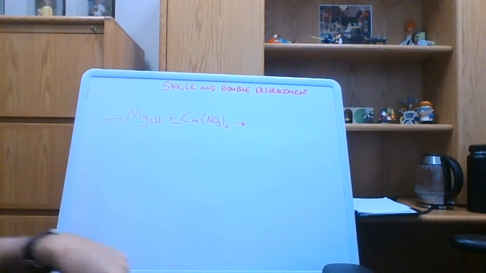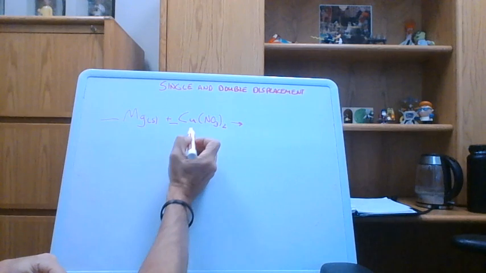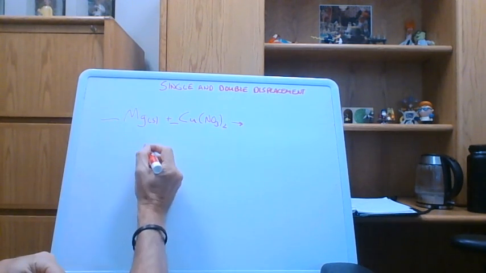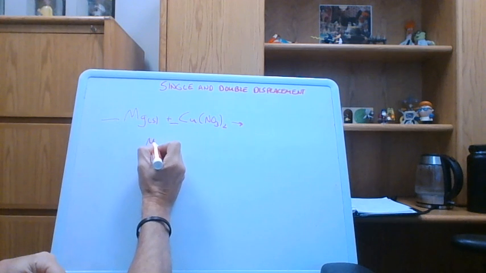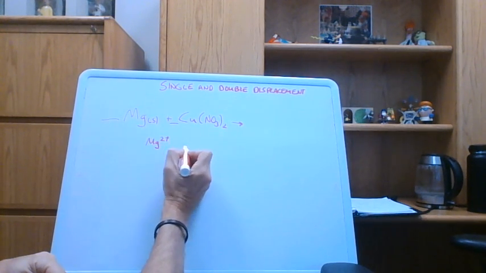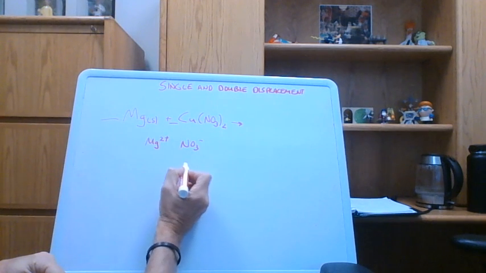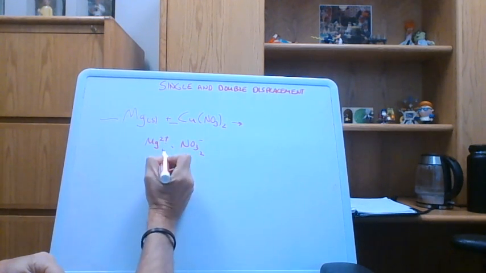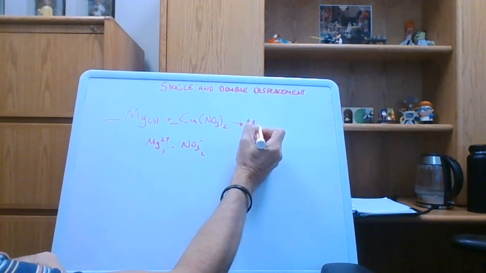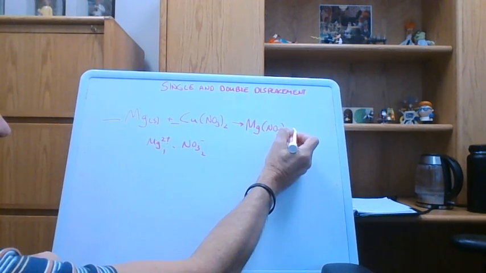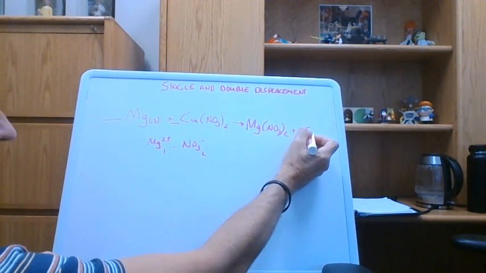Here's another single displacement reaction. This magnesium is going to come in and replace this copper. We need to remember magnesium is in group 2, so it's going to form a +2 cation. Our nitrate from our polyatomic ion table has a charge of -1, so we need 2 of these for every 1 of those. So one of our products is going to be magnesium nitrate, and now this copper is going to be by itself.